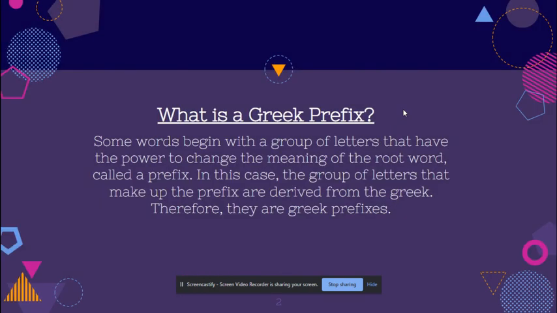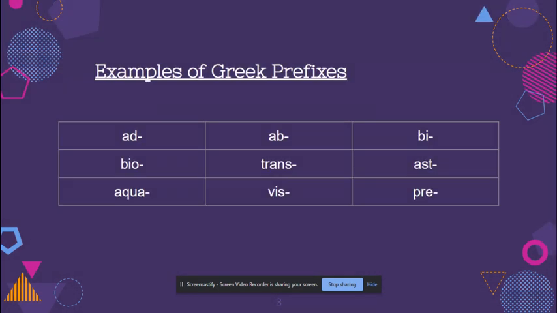So, what is a Greek prefix? Some words begin with a group of letters, or a chunk of letters, that have the power to change the meaning of the rest of the word, or the root word. That little chunk is called the prefix. In this case, the chunk is derived from the Greek or Greek mythology, and therefore they're Greek prefixes.